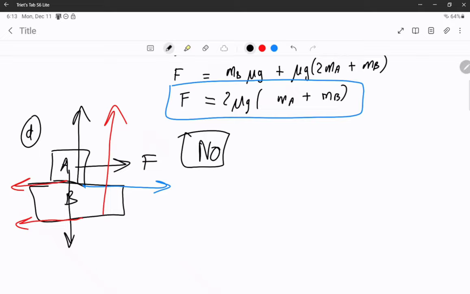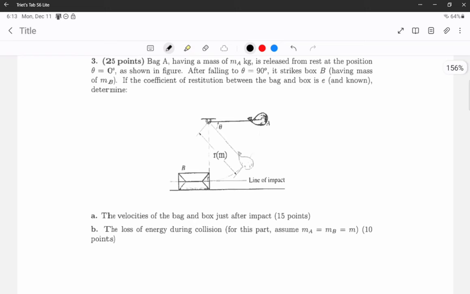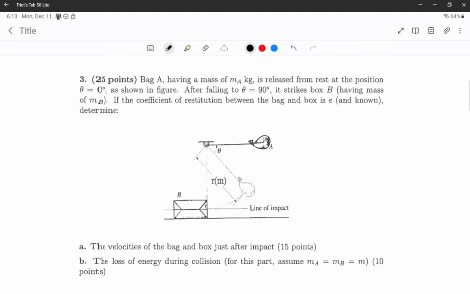Next problem. This problem is a lot easier. Again, feel free to freeze the video, pause the video, and try the problem yourself.